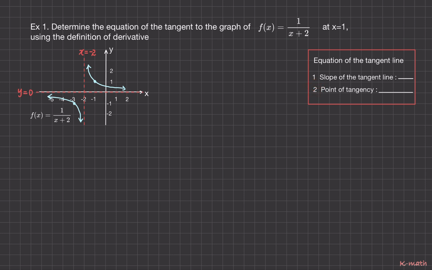The point of tangency is the point where the tangent line touches the curve. In this question, we are given x equals 1. f of 1 equals 1 over 1 plus 2, which equals 1 over 3. So, the point of tangency is (1, 1 over 3). Right here. That's exactly where the tangent line touches the graph.